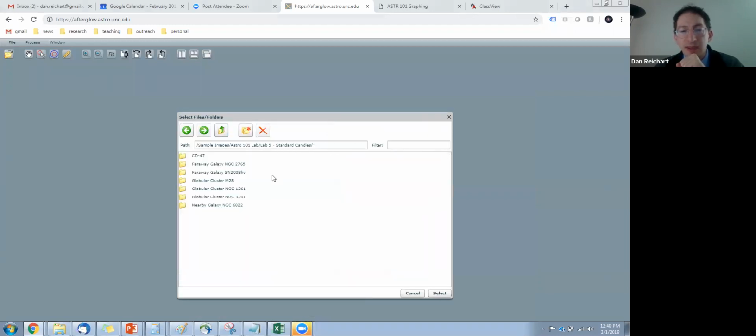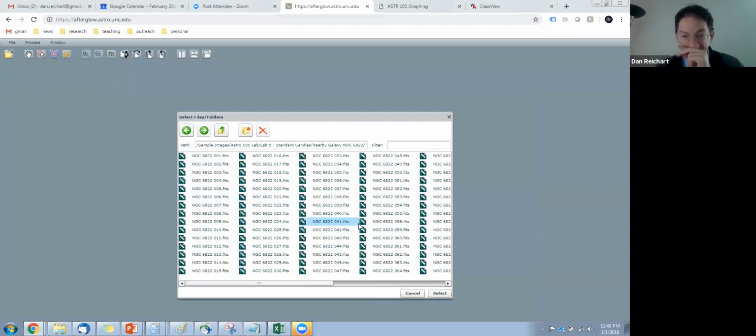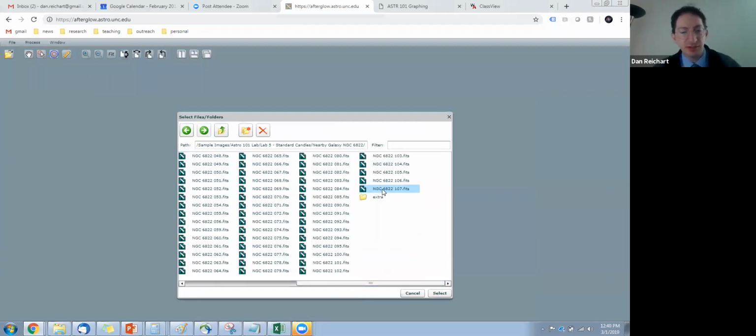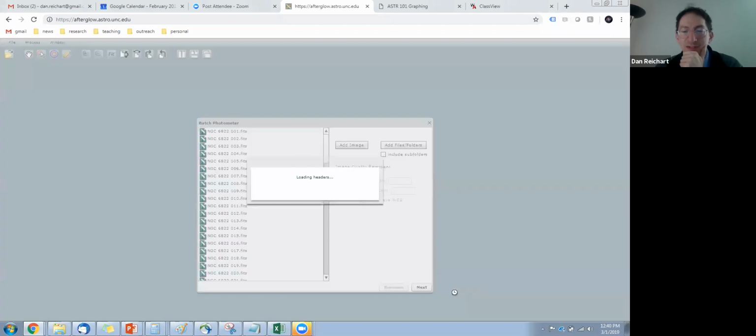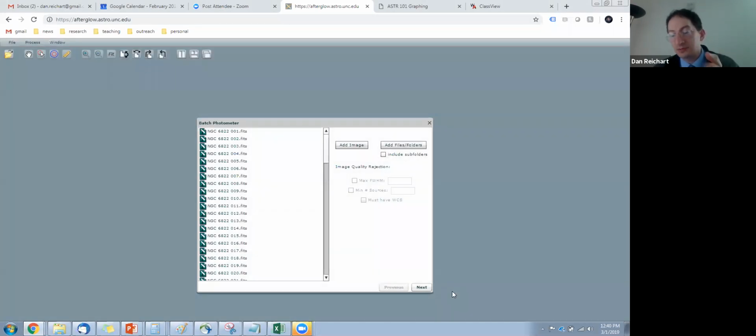I'm going to go up, and the Cepheid is the nearby galaxy. This one here, 6822. Grab all of the images. Not sure what's in that extra folder, but I don't think I need it. Select. Okay, it's loading the headers, which, again, happened lightning fast.